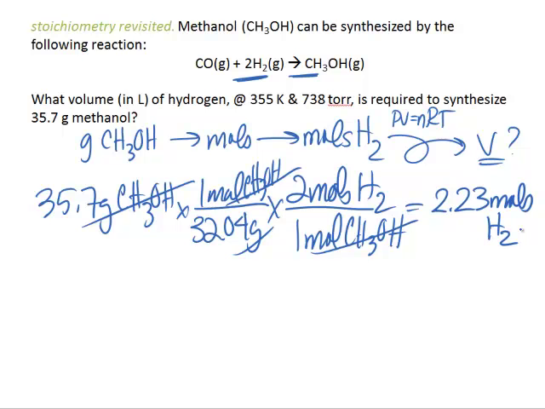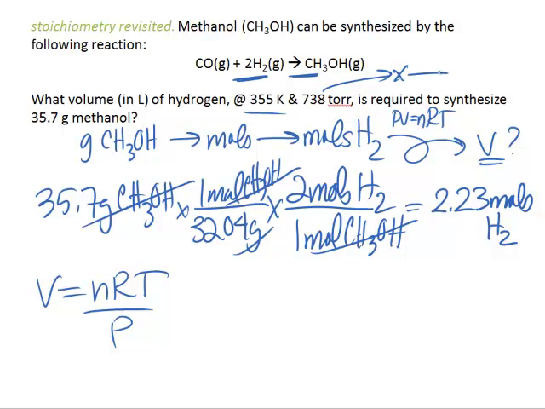So now we're going to solve for volume from our ideal gas law, V equals nRT over P. We've got temperature in Kelvin, we've got pressure in torr. So of course we're going to need to multiply this by 1 atmosphere over 760 torr. That's going to give us 0.971 atmospheres. And then I think we've got what we need.